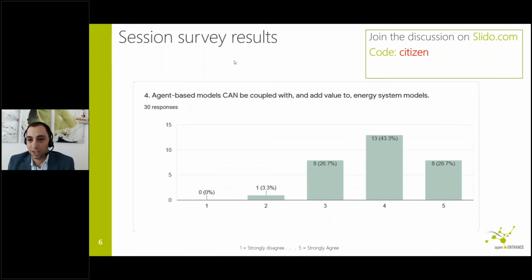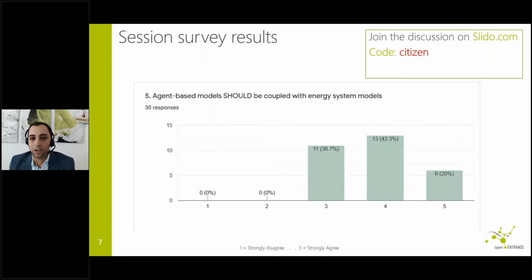Next, agent-based models can be coupled with and add value to energy system models. We see the median here was 4, which says that everyone agrees with this idea. So why aren't they yet coupled with them? Well, there's likely some difficulties with that, which one of our experts will go over with you. Finally, agent-based models should be coupled with energy system models. We also see this as a 4, which is saying that people strongly agree with this statement, and moving forward, maybe we can see more cooperation between agent-based modelers and energy system modelers.